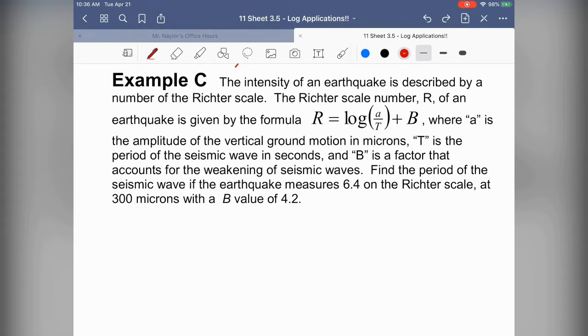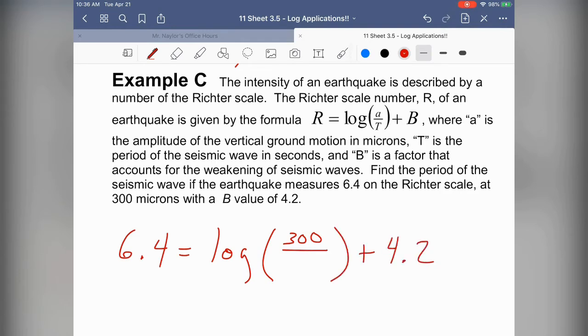So new formula, but can we make sense of it? I think we can. First of all, it looks like 6.4 is that Richter scale number. We can actually plug that in for R. It looks like that we've got this amplitude value, amplitude of 300. Remember that amplitude is just the distance from the midline of a graph to a max or min. And then we've got this 4.2 number, which again essentially is like a shift. It's just adding to your logarithm.